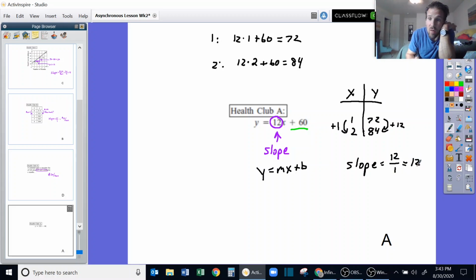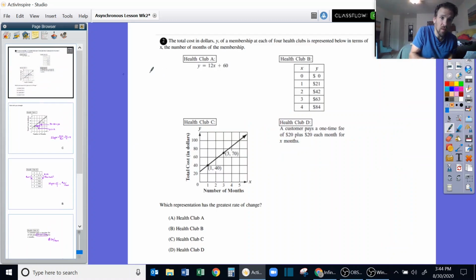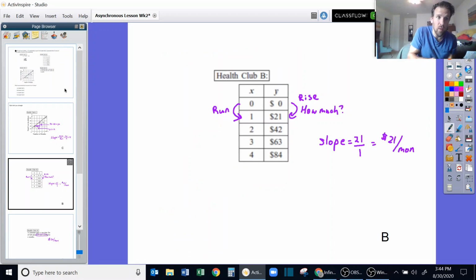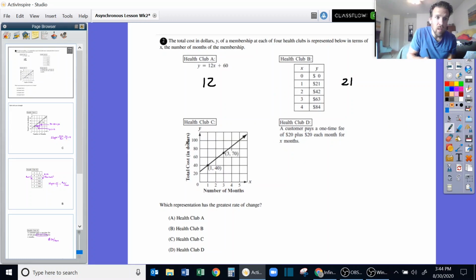So now we just have to collect all of those slopes and bring them back to the problem to make a decision about which of the health clubs had the lowest rate. So here, Health Club A is 12. So I'm going to go here and just write 12. Health Club B, well, that's on this one. That was our table. Oh, B was 21, so I'm going to go here and write that's 21. And then C, we found out was $15 per month. So C was $15 per month. And then D was $20 per month. And I really should be putting these units all the way in there. So this is per month, and this is per month, and this is per month, and this is per month.